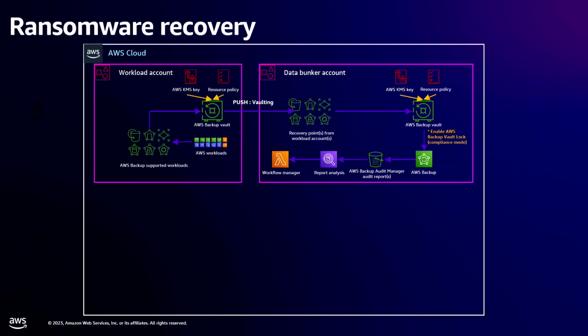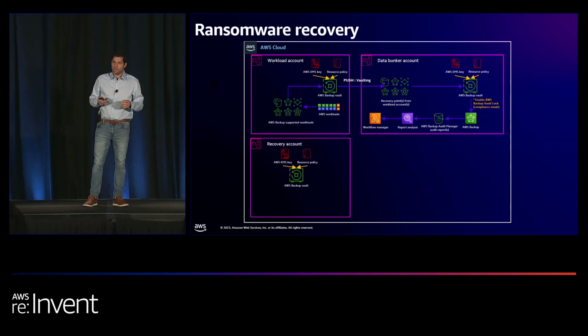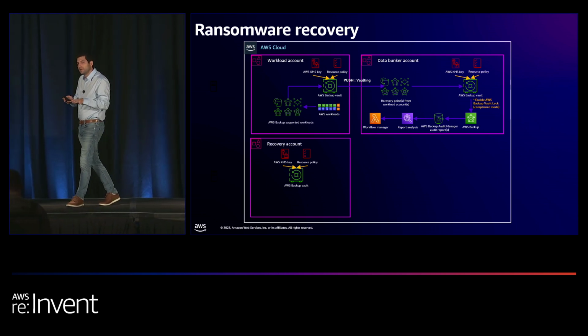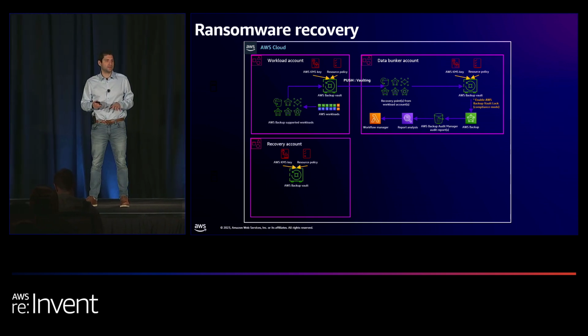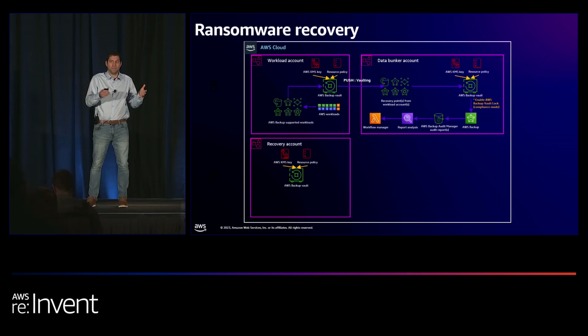We want that in our data bunker account. So if there is any case where someone tries to turn off the backups, we'll get all the alerts that we need. So now let's say that in this example, we were impacted by ransomware. Now we want to recover. Potentially, that workload account is compromised. And if it is compromised, I want to be able to recover as quickly as possible without trying to understand what happened with that account.